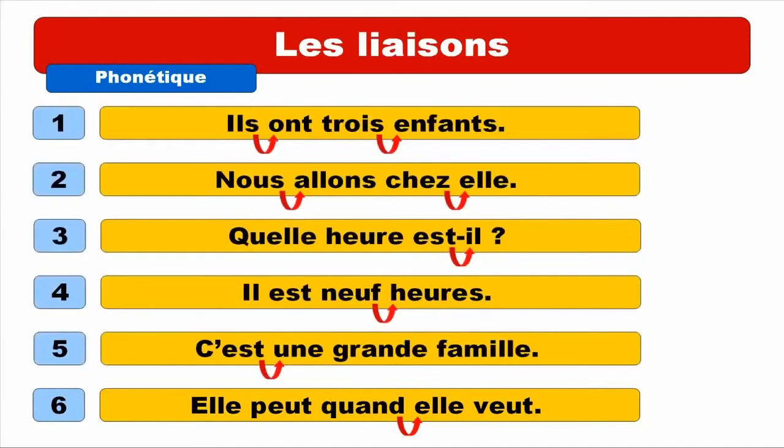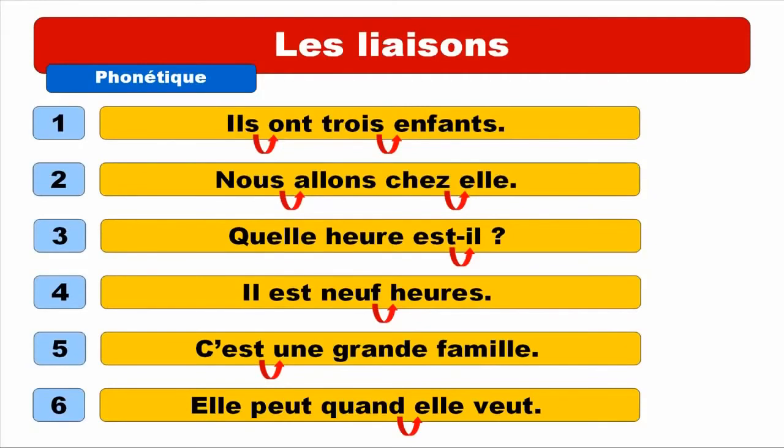Okay? So, all these examples, let's repeat them together. The first one. Ils ont 3 enfants. Repeat. Second one. Nous allons chez elle. Repeat.